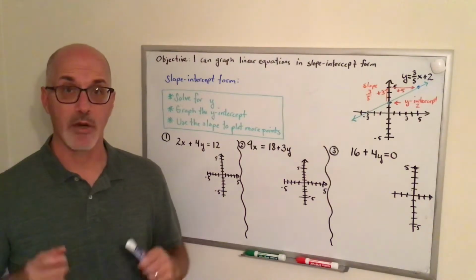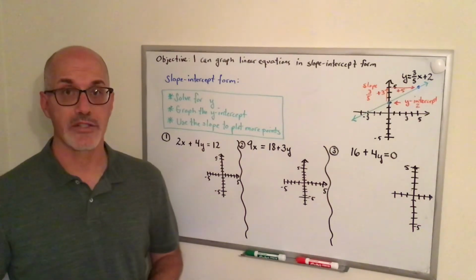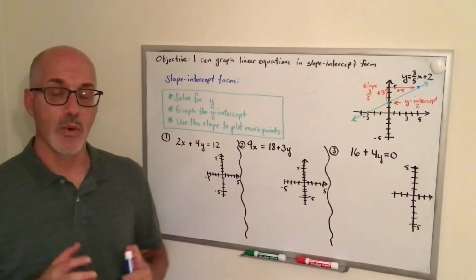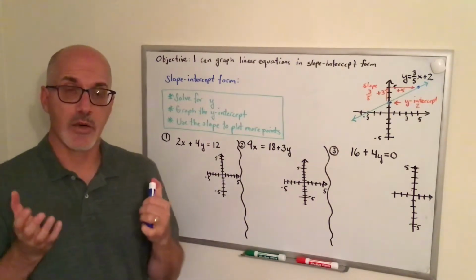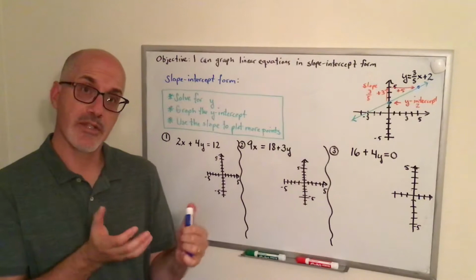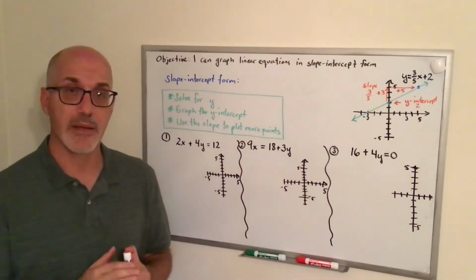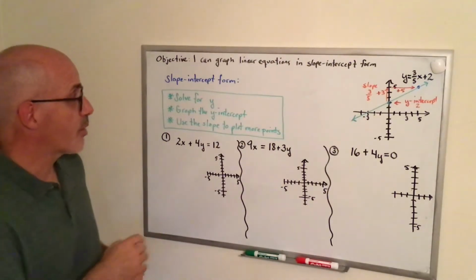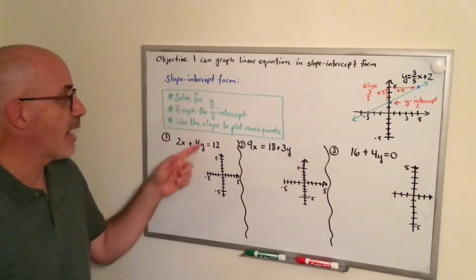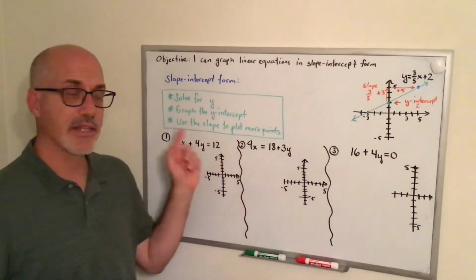This lesson is about graphing linear equations in slope-intercept form. What we'll do is get the linear equation into slope-intercept form, then use the y-intercept and the slope to graph. So our steps are going to be to solve for y, graph the y-intercept, and then use the slope to find more points.